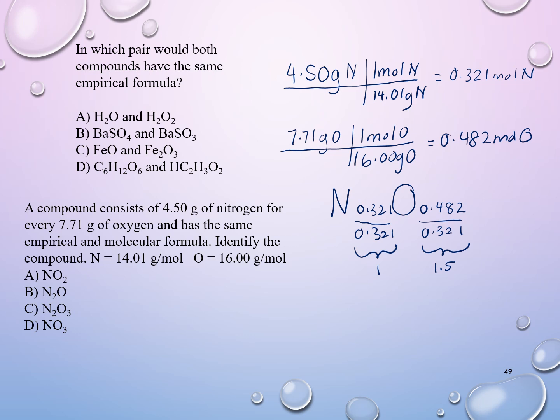Now remember, earlier we had a case like this where I had a fraction. You can't write N and an O 1.5. That doesn't work. So what we do is we take this whole thing and multiply it by 2. So we get N2O3 as our answer, which then would be C.